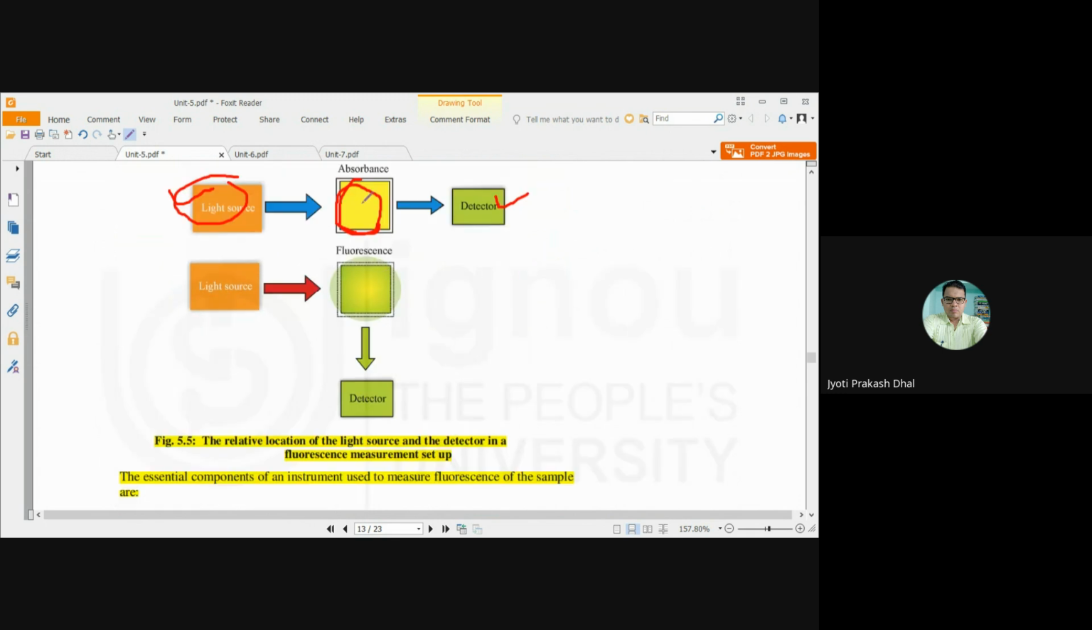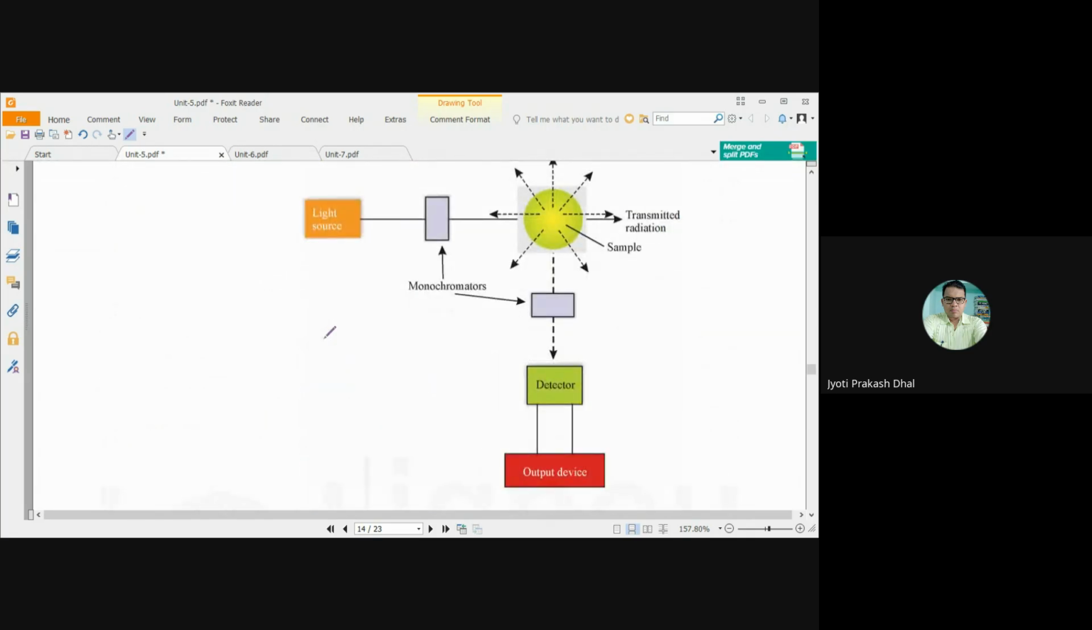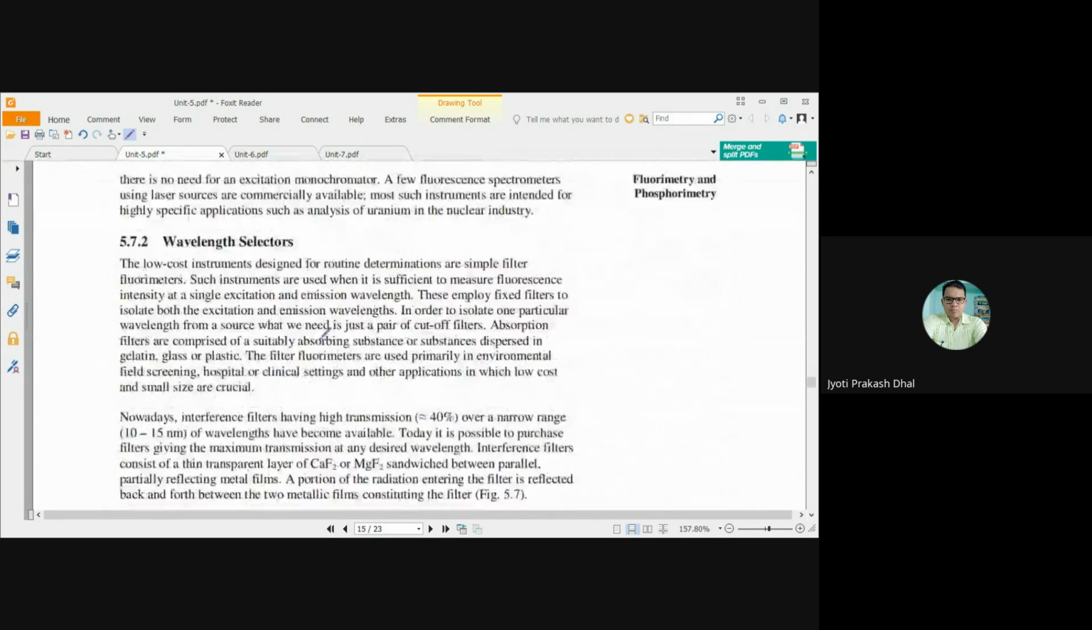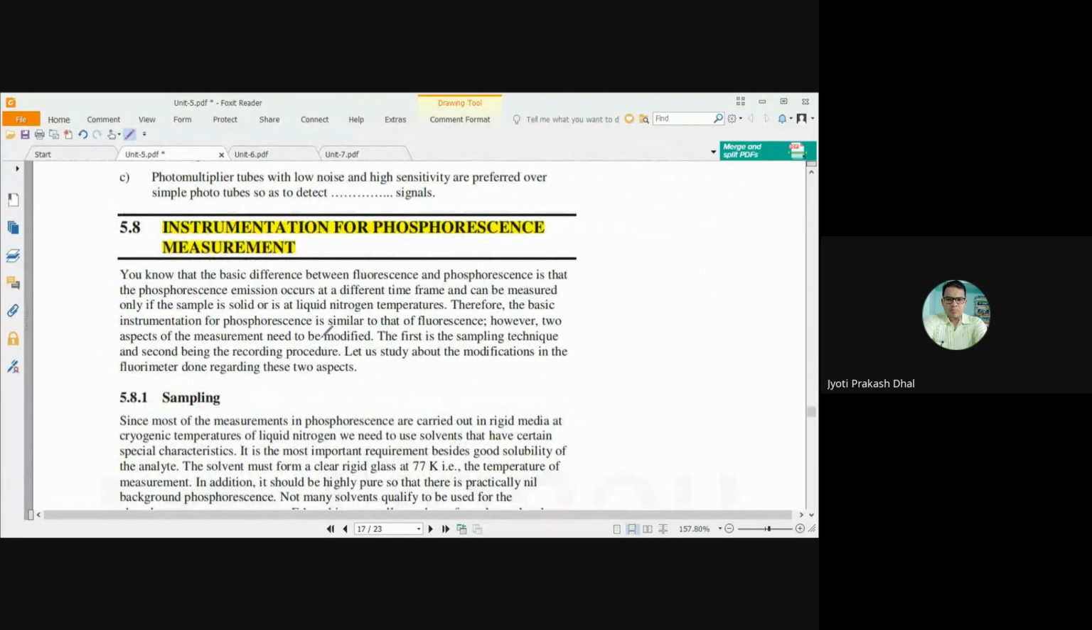After that, the molecule will come back to the S1 state, and then from the S1 state it will come back to the S0 state by the process of fluorescence. So that is the detector. The essential components of an instrument to measure fluorescence are an excitation light source, then a filter or monochromator, then a sample holder, then a detector, then the output devices. So these are the different light sources. So that is the instrument for fluorescence.